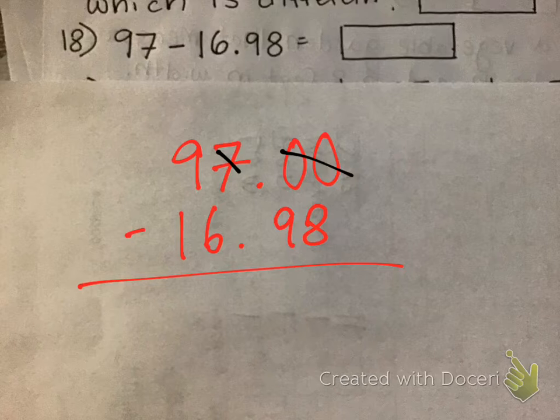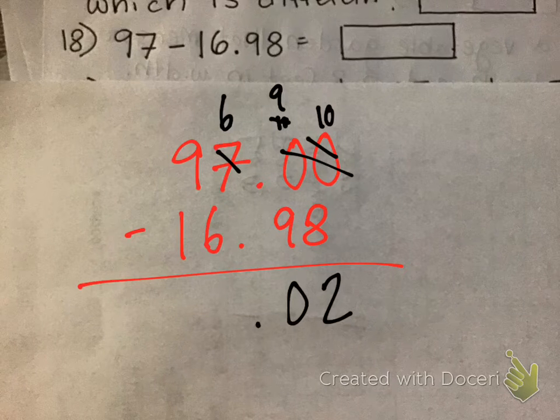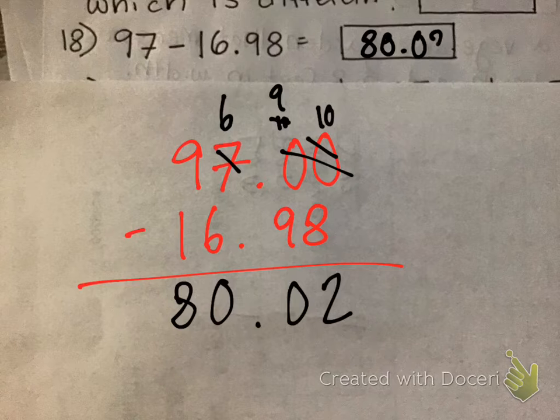We got to borrow. So this becomes 6. This becomes 10, which becomes 9, which this becomes 10. We get 2. We get 0. We get 0. We get 8. Our answer is 80.02. Excellent work, you guys.